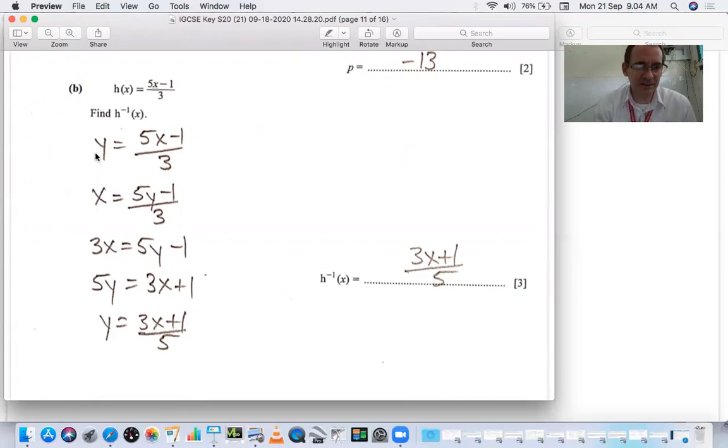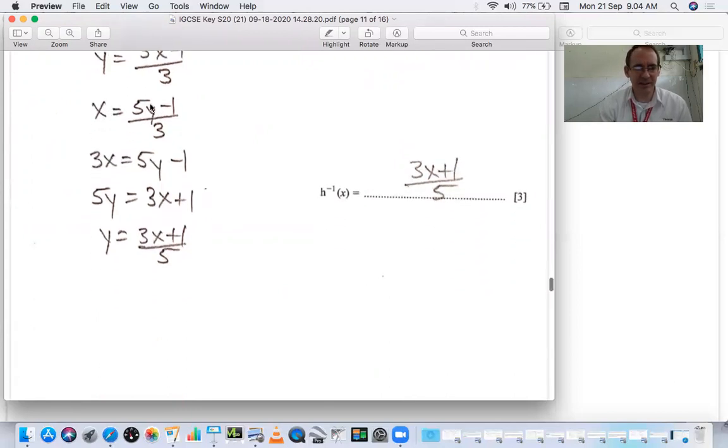So that means to remember your function can be replaced with y. So your first step is to switch your x and your y. After you switch x and y, your second step then is to solve for y, or make y the subject. So multiply by 3, then add the 1 to the other side, so that 5y equals 3x plus 1.